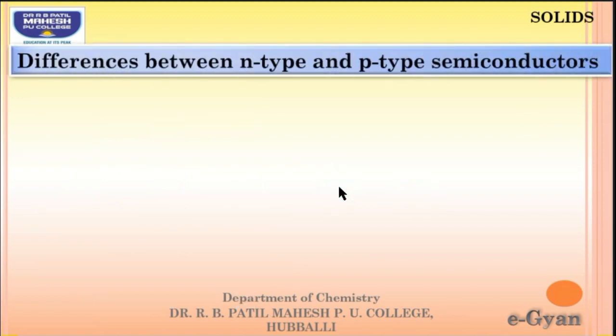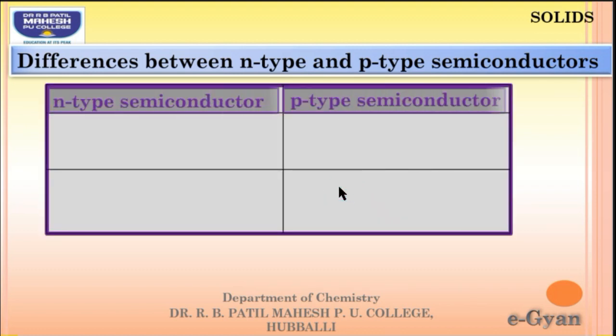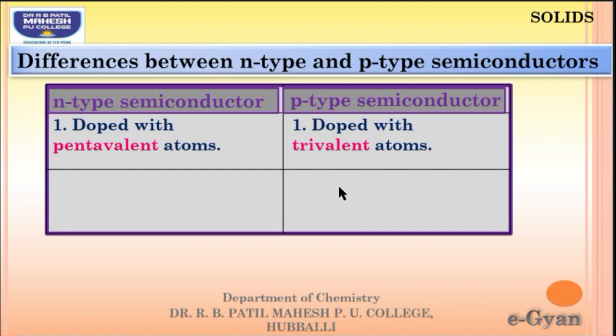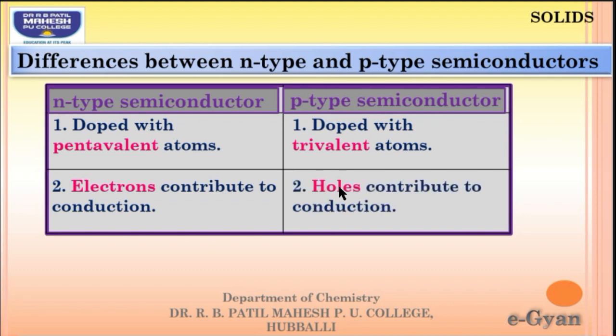Now, the difference between n-type and p-type semiconductors. In n-type semiconductors, they are doped by pentavalent atoms, belonging to group 15, whereas in p-type semiconductors, they are doped with trivalent atoms, that is group 13 elements, or we can say the boron family. And in n-type semiconductors, electrons contribute to the conduction, whereas in p-type, the holes contribute to the conduction.